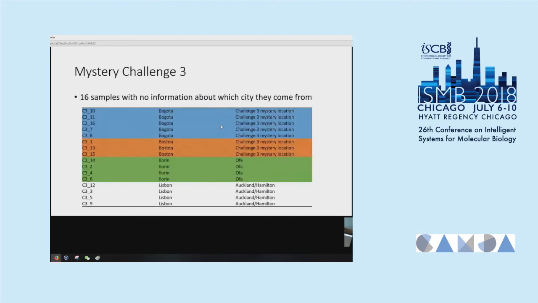And then the third mystery challenge was 16 samples with no information about which city they came from. And again, it was quite nice to see that using this method I was able to predict generally which area they were falling in on the plot, and detect which samples were coming out together, which was good to see.